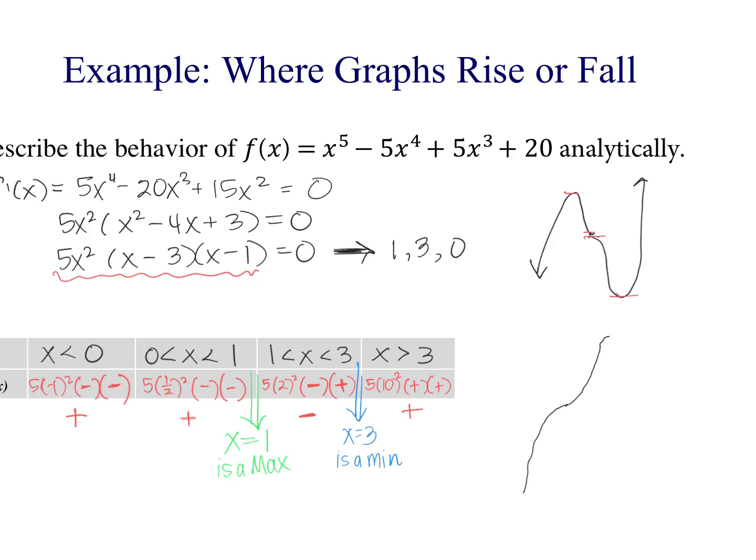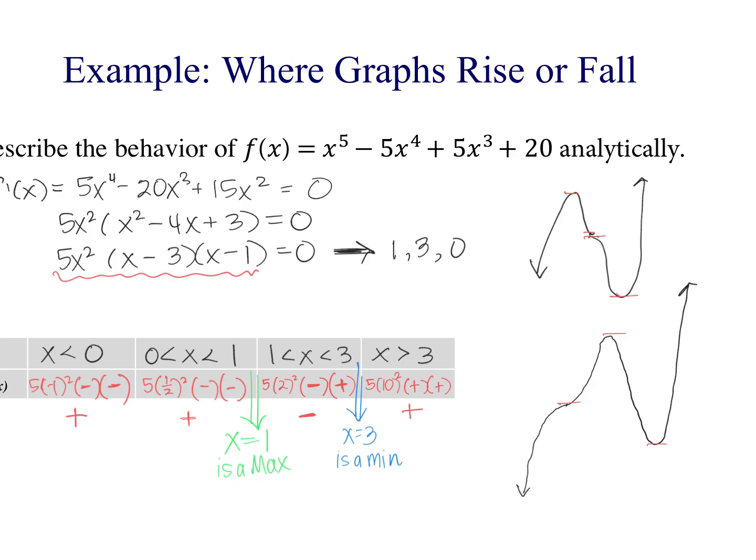It will reach a max. It will come back down. It will reach a min. And then it will finally go back up again. That could be a possibility. And there's a horizontal tangent here, here, and here: 0, 1, and 3. That would be a sample.